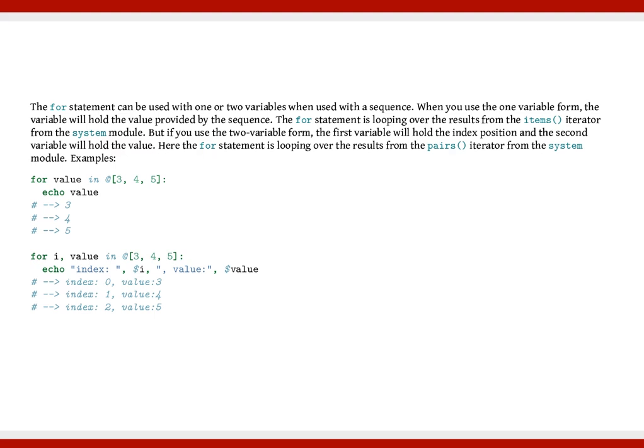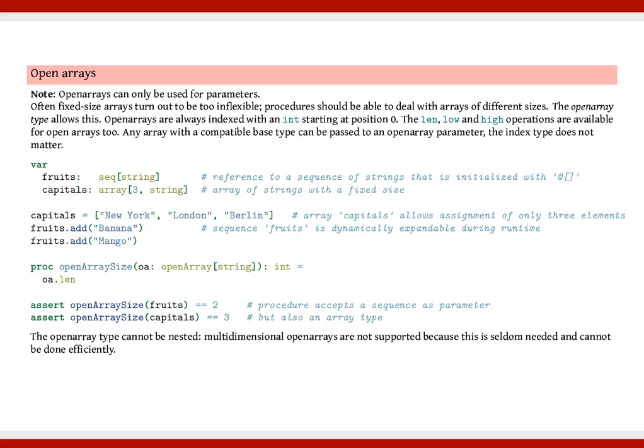Examples. for value in @[3, 4, 5]: echo value # 3 4 5. for i, value in @[3, 4, 5]: echo "index: ", $i, ", value: ", $value. Output: index: 0, value: 3. index: 1, value: 4. index: 2, value: 5.